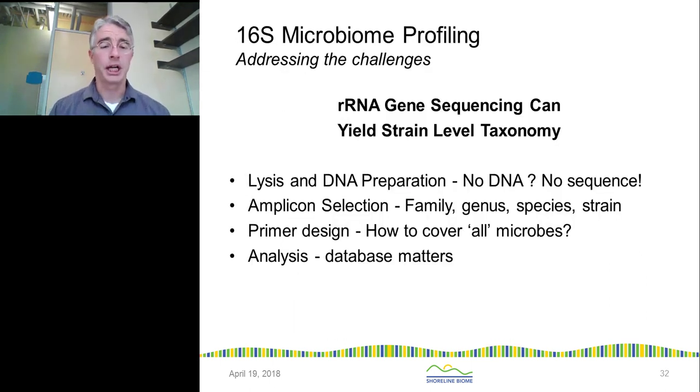And just to come back to what the challenges were and to reiterate, it's important for lysis of DNA preparation. If you don't get the DNA, it's simply not going to show up. Your amplicon selection is important, depending on how far you want to get down there. Your primer design, how are you going to cover all those microbes, right? Those conserved sequences aren't necessarily fully conserved, so you've got to put some degeneracy in there. And then your analysis in this case can be only as good as the database that you're using. So it's important to consider that when you are putting your experiment together. How are you actually going to take a look at these reads when you're done?